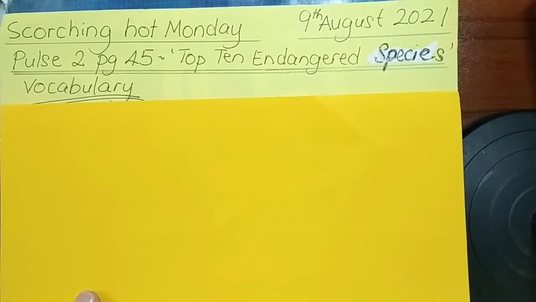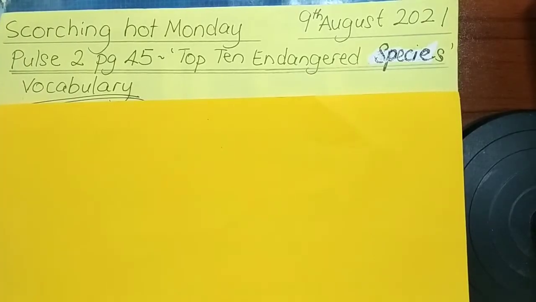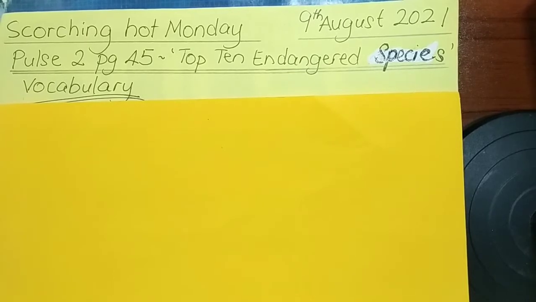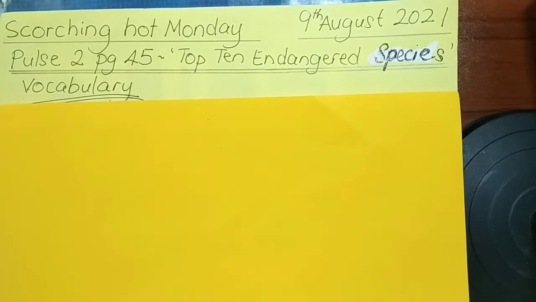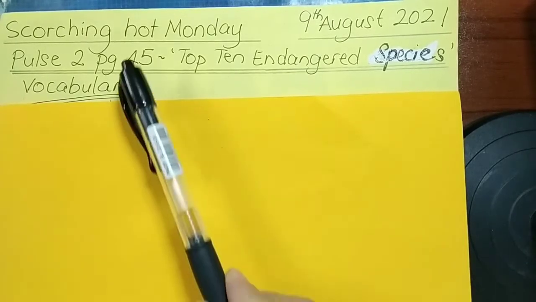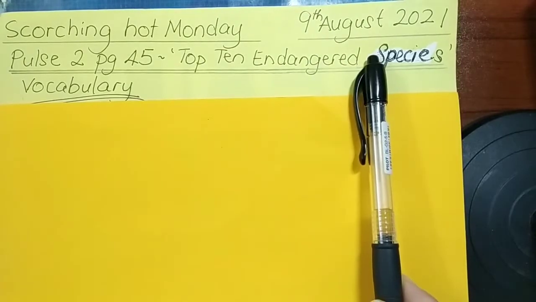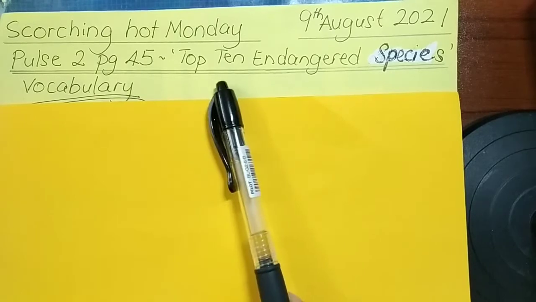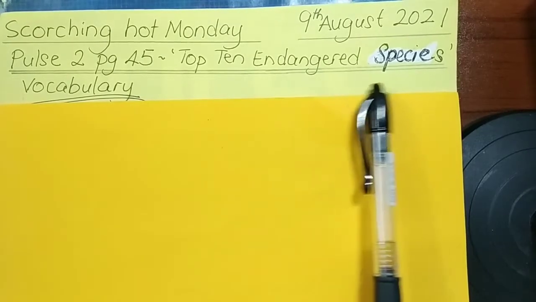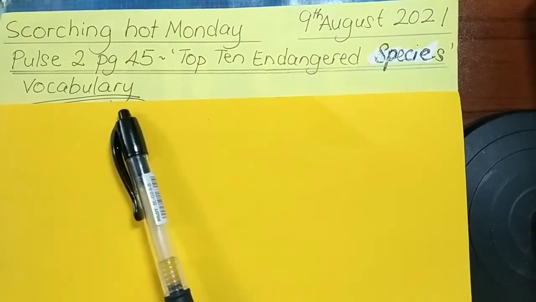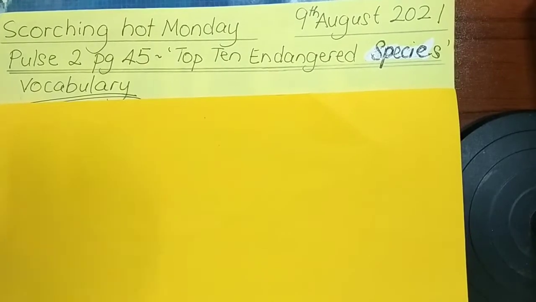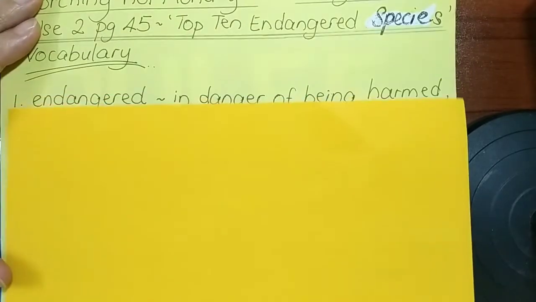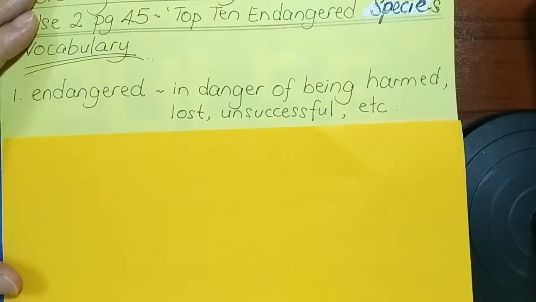First, I would like you to write down a few words into your vocabulary book. Alright, so in your book, write down the day and the date. And turn to page 45, top 10 endangered species. So here it's vocabulary. And the first word will be the word endangered.